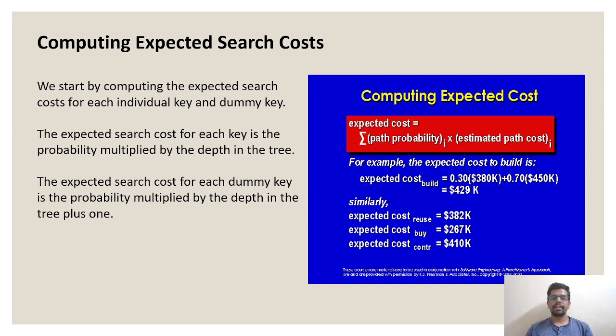Computing expected search costs. We start by computing the expected search cost for each individual key and dummy key. The expected search cost for each key is the probability multiplied by the depth in the tree. The expected search cost for each dummy key is the probability multiplied by the depth in the tree plus 1.